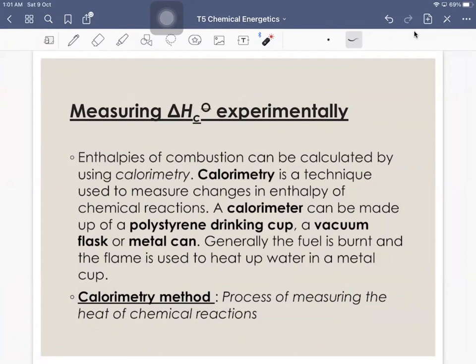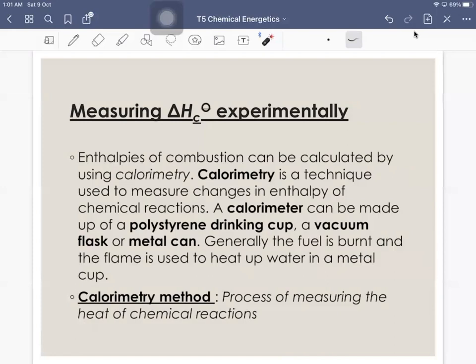So calorimetry is a technique used to measure changes in enthalpy of chemical reactions. A calorimeter can be as simple as a polystyrene cup. Remember where you support it in a test tube and then you fill it with water or solution. You take the temperature of the solution before and after the reaction. So this experiment is actually calorimetry. You can use a vacuum flask as well or a metal can, but we don't use this in school lab.